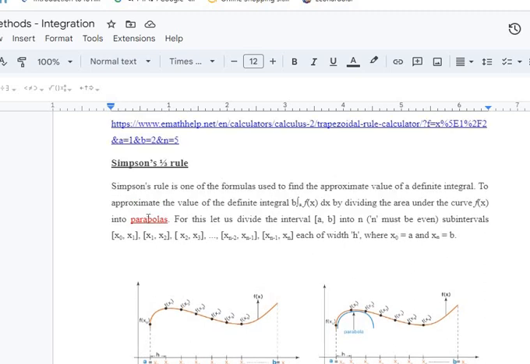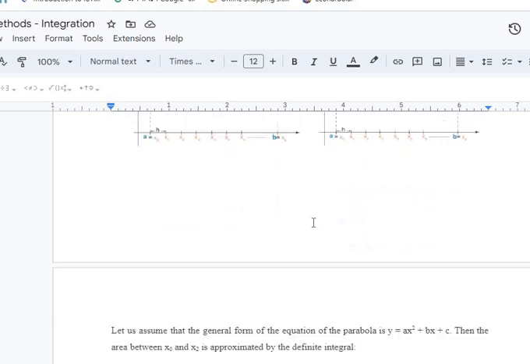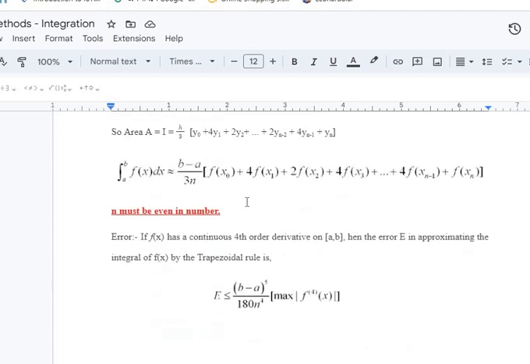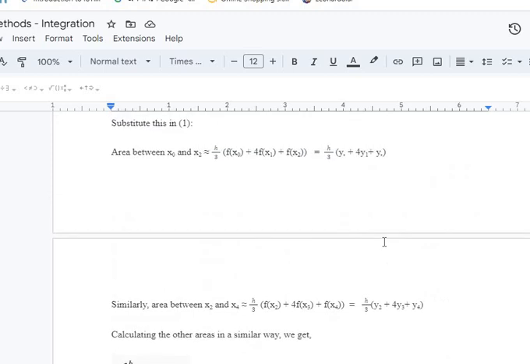In Simpson 1/3, a parabola is used. Here, the function values will be multiplied: first and last appear once, but the odd function values appear 4 times, and the even function values appear 2 times. Add all of them and you can have the integration.